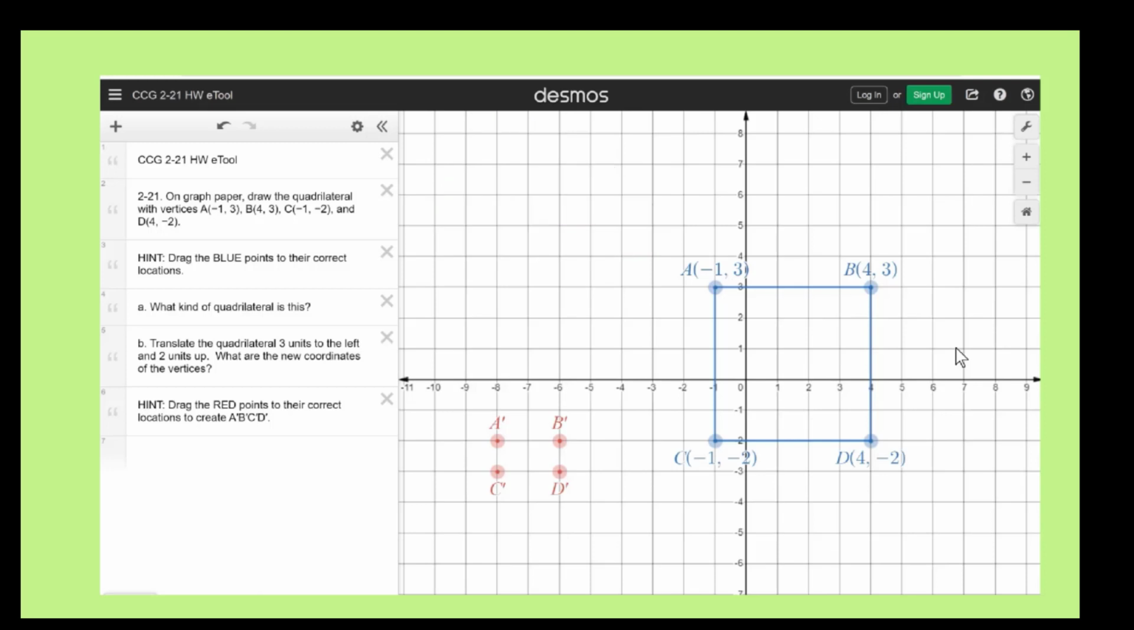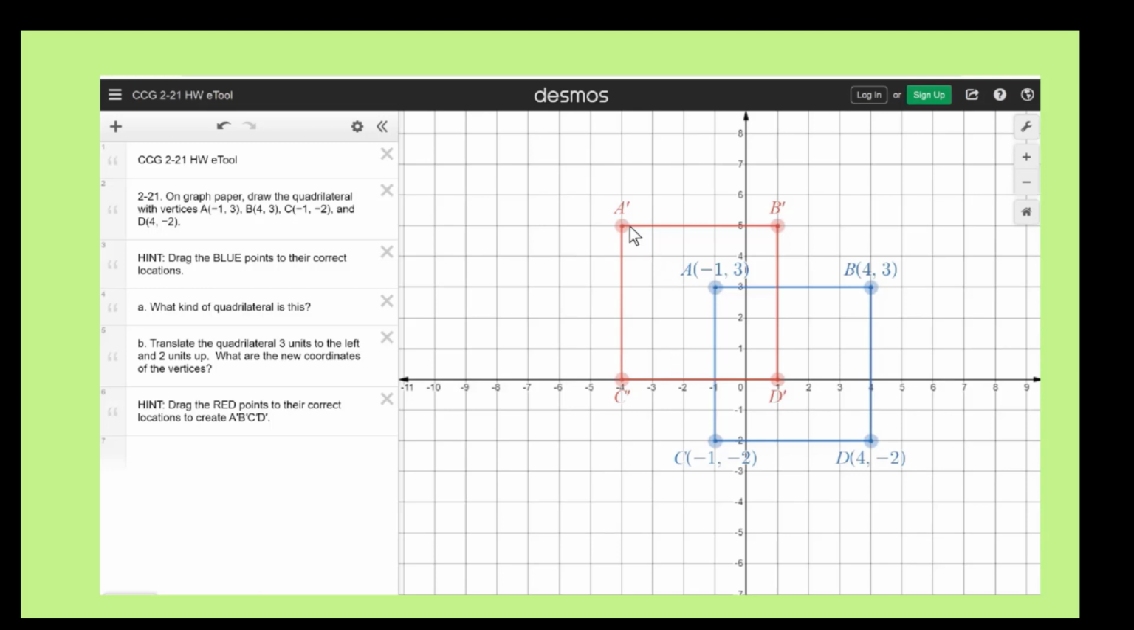But now what it wants us to do is translate the quadrilateral 3 units to the left and 2 units up. So I'm going to take each point one at a time. 3 to the left and 2 up. There's A. Then I'm going to go over here and go 3 to the left, 2 up. C, I'm going to come over here, 3 to the left, 2 up. And then last but not least, D, 3 to the left and 2 up. That finishes the translation of 3 to the left and 2 units up.